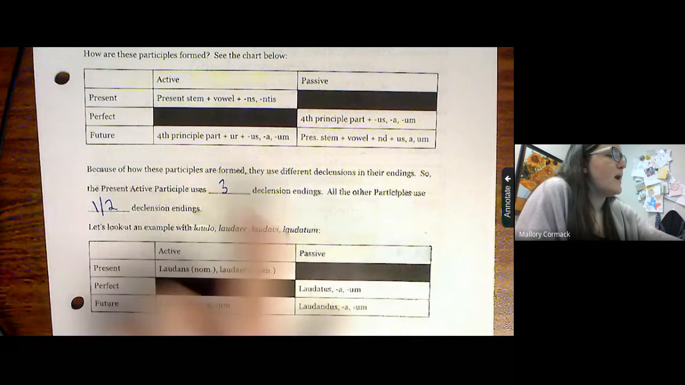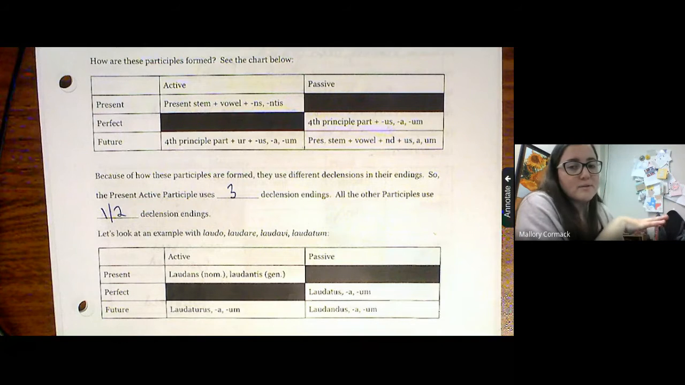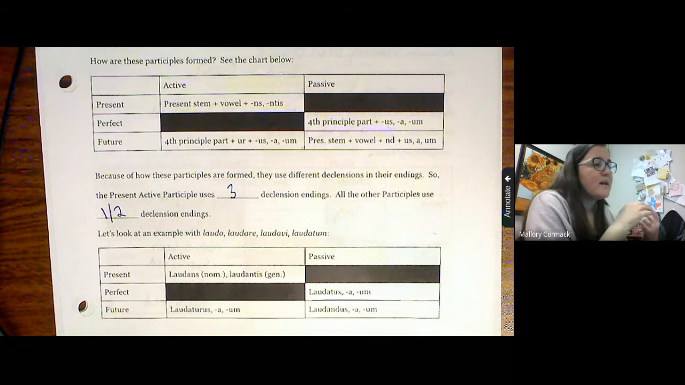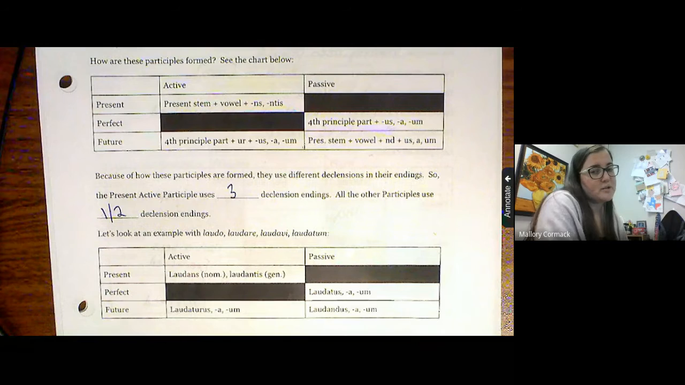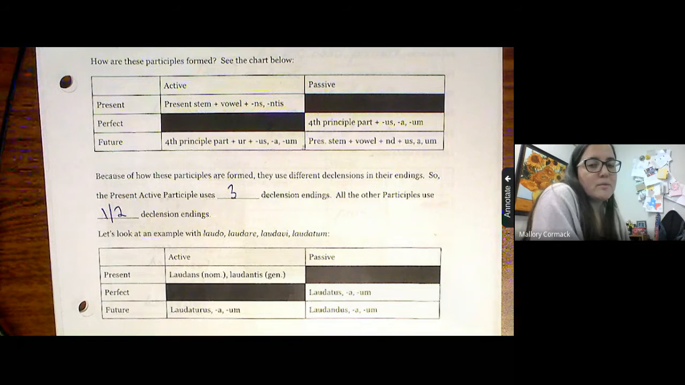And we also have the perfect passive. This is the one that we used when we formed our perfect passive verbs. We used our 4th principal part in a form of sum. Now, we're not going to use the form of sum for just the participle. It's just the 4th principal part, and us. And then for our future active, we have the 4th principal part plus a UR plus us. So you can think UR, future, UR, yeah.